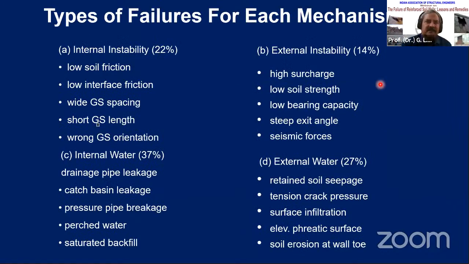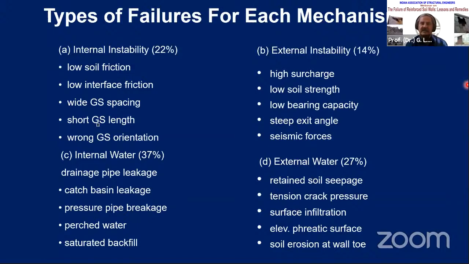He also says that when you have these different types of failures, he tries to categorize them into different categories. You can talk about internal stability, particularly with reference to the wall fill, where you have low soil friction, low interface friction angle, the spacing. Even the length could be a little shorter, and even the geosynthetic orientation. In fact, I'll give a couple of case studies there. Internal water itself, the water, is such a problematic thing in most geotechnical constructions, like drainage pipe leakage, catch basin leakage, and any of the pipe leakages, perched water, saturated backfill.